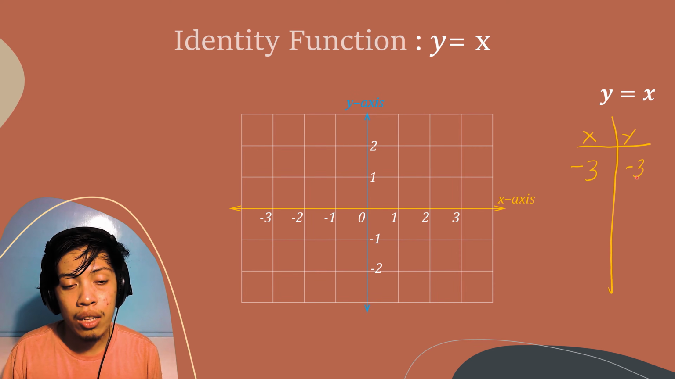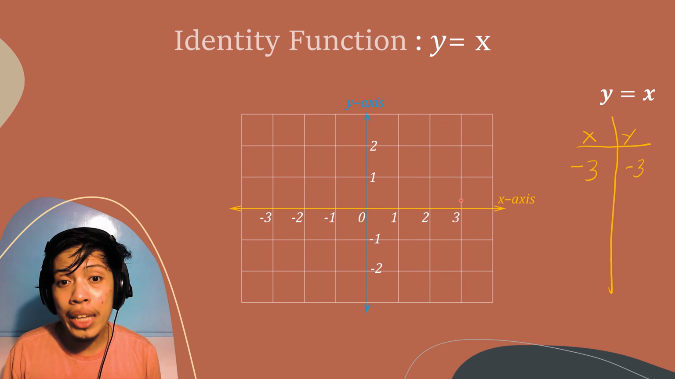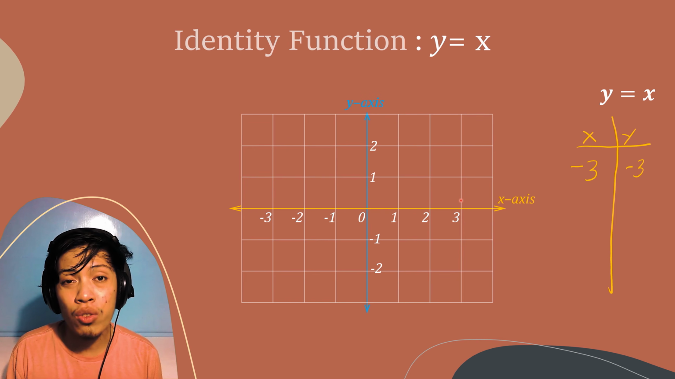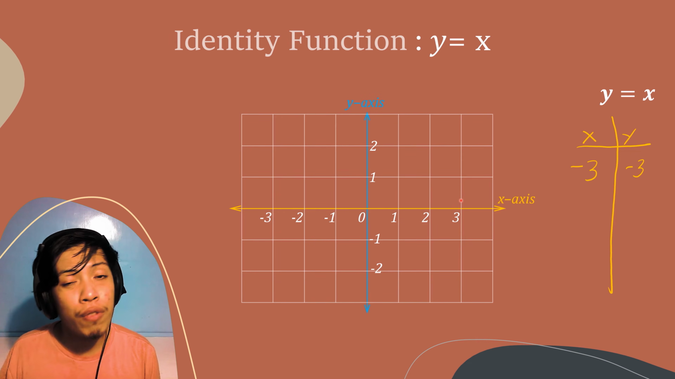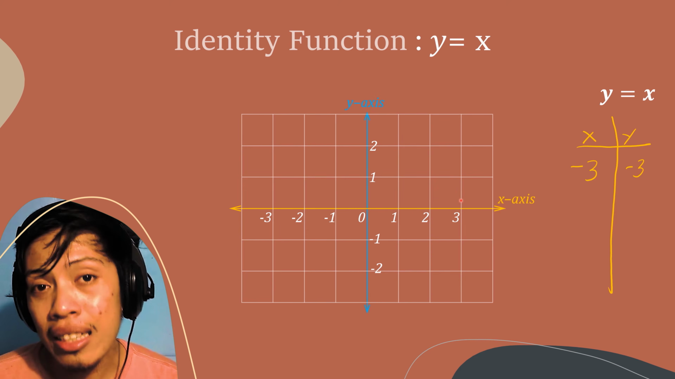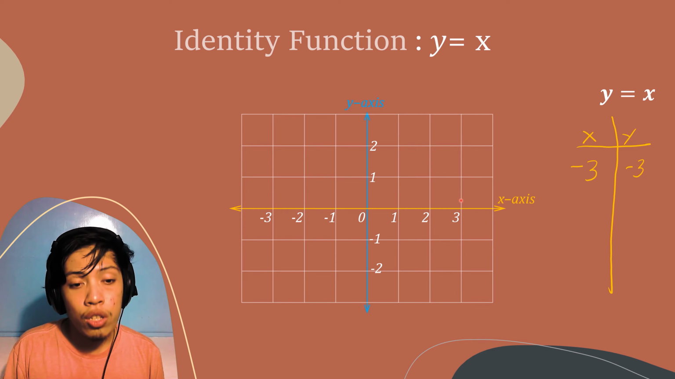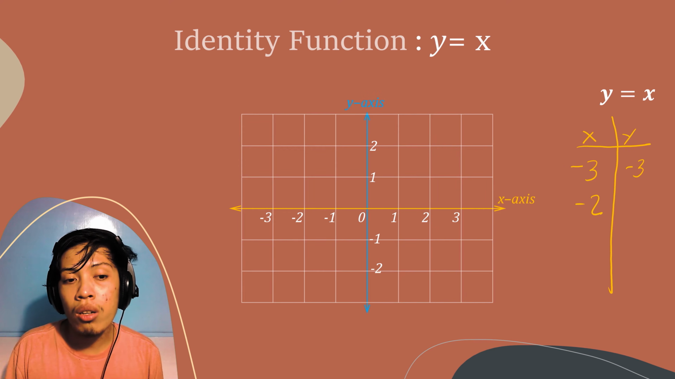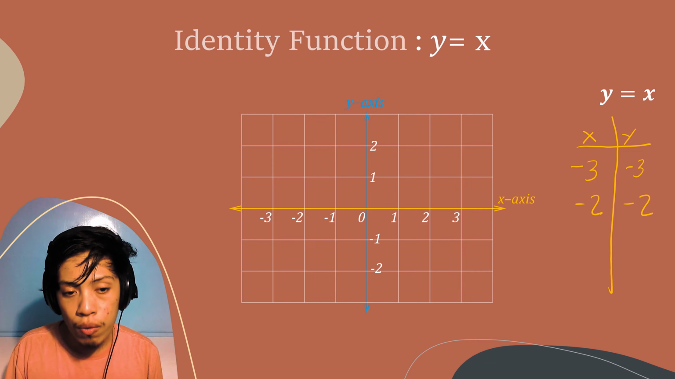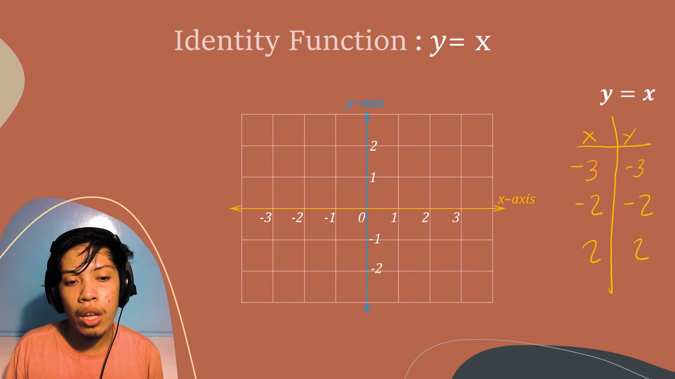Now look at the values of x and y. They are the same. That's why it's called identity. This type of function is called an identity function because for whatever value of x, that's exactly the value of y. So for example, if you have -2 here, your y is also -2. If you have 2, this is also 2, and 3, this is also 3, and so on and so forth.